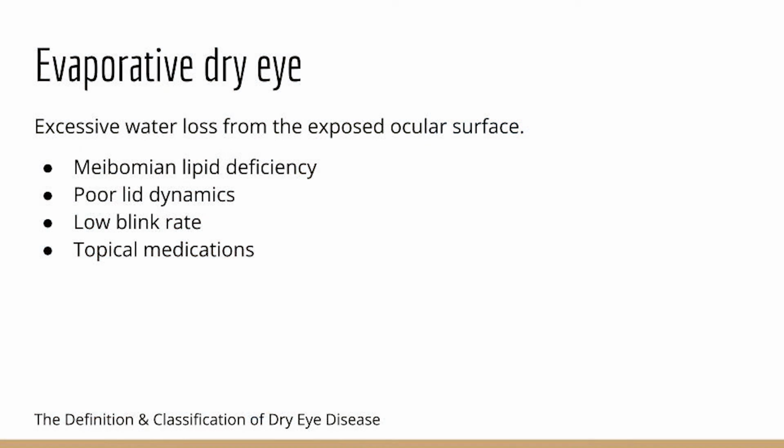The other subset of dry eye is called evaporative dry eye. So this is when your tears end up evaporating too fast. Your eyes are either open too long, you're not blinking enough, so when it's not replenished on a regular basis, they end up evaporating, and then you can have the symptoms of dry eye.